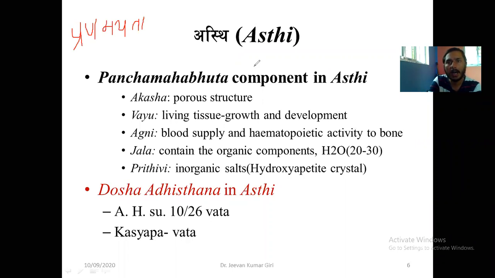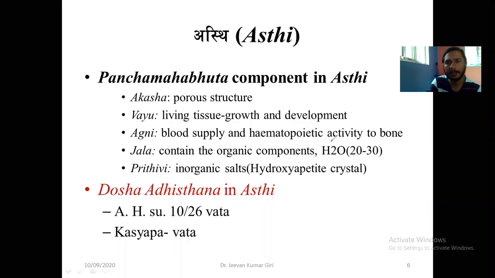Now next is the Agni. Now see here, the bone is a living tissue, isn't it? For the living tissue, nutrition is required, oxygen is required, isn't it? So there is a blood supply. And one more function of the bone is the hematopoietic activity, that is the formation of blood cells, red blood cells. Due to this, we can tell there is the Agni Mahabhuta. Are you getting? So blood supply is there, so due to that we can tell the Agni Mahabhuta is also there.